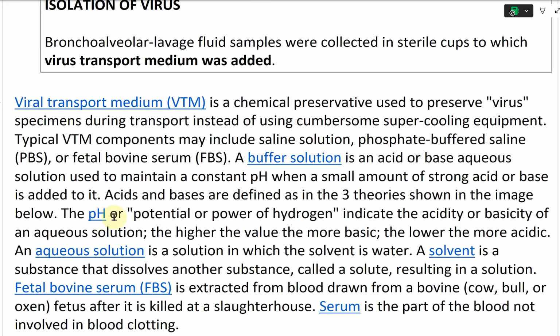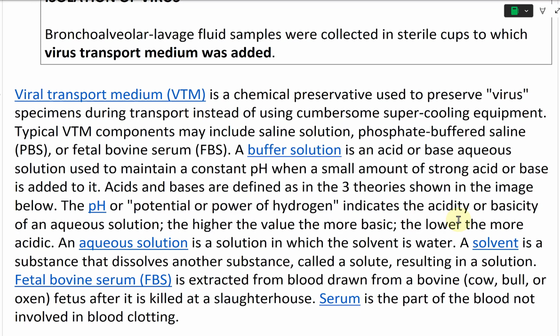All right, and now the pH or potential or power of hydrogen indicates the acidity or basicity of an aqueous solution. The higher the value, the more basic, and the lower, the more acidic. And an aqueous solution is a solution in which a solvent is water. And a solvent is a substance that dissolves another substance called a solute, and resulting in a solution.